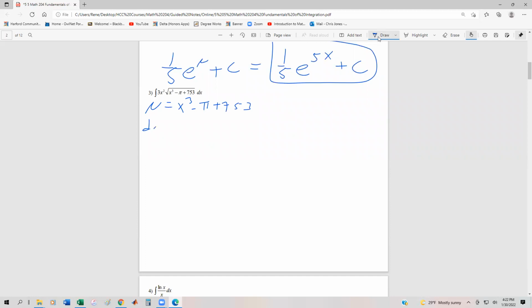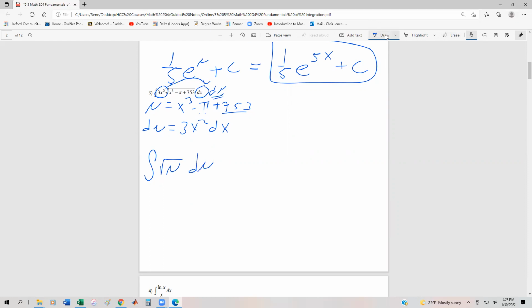And the good news is when you take the derivative of this, the derivative of x cubed is 3x squared, the derivative of pi is 0, the derivative of 753 is 0. And that gives us precisely what's on the outside of that function. So wherever we see 3x squared dx, that's going to be our du. And then under the radical is just going to be a u. So in terms of u, this integral now becomes the integral of the square root of u du. I replaced x cubed minus pi plus 753 with u, and instead of 3x squared dx, that just becomes du.